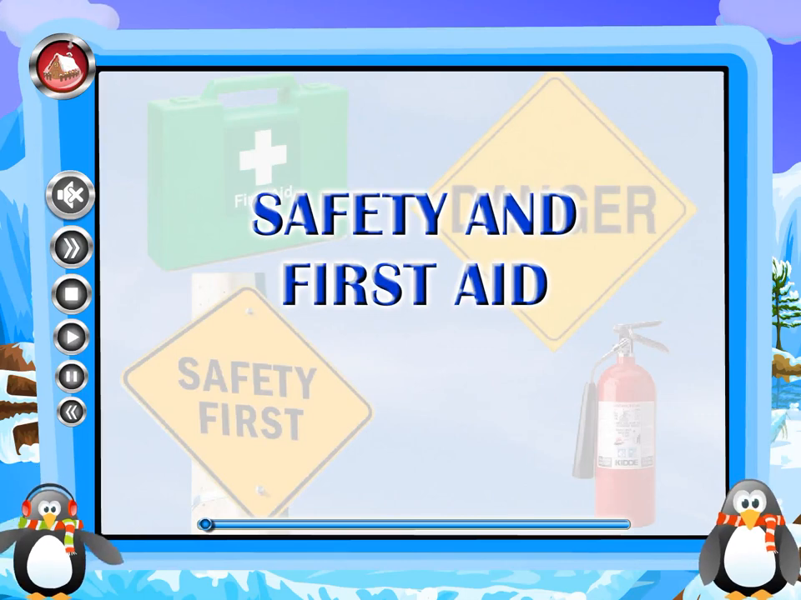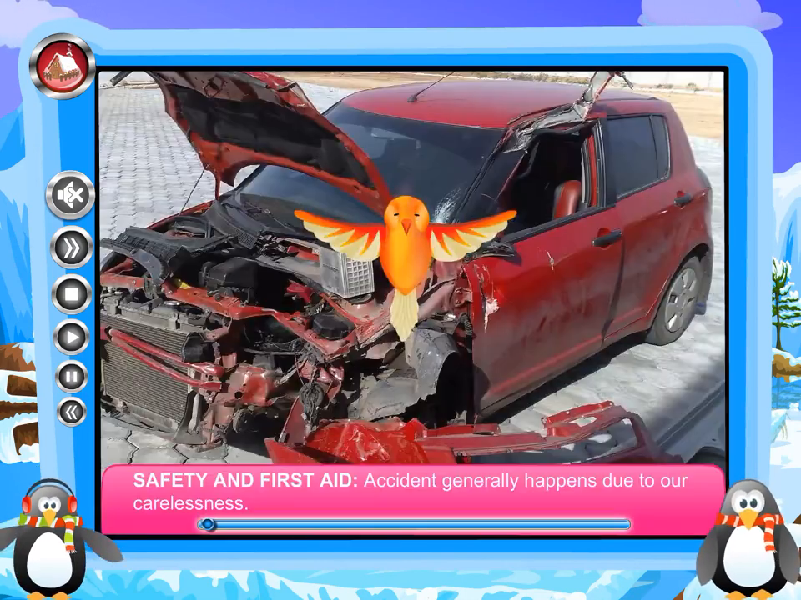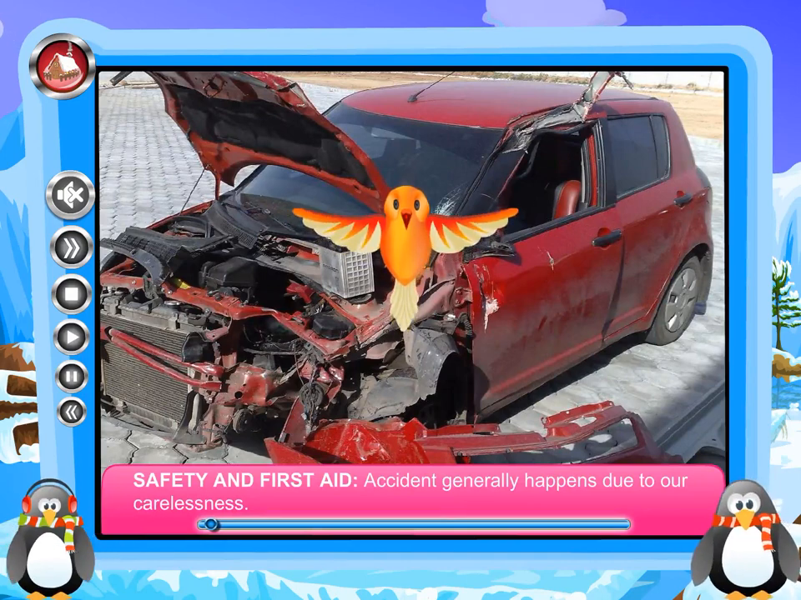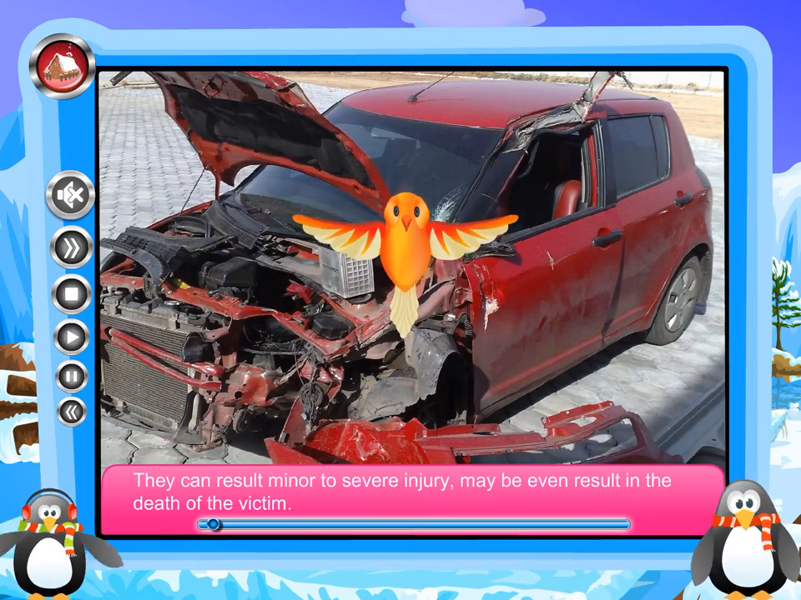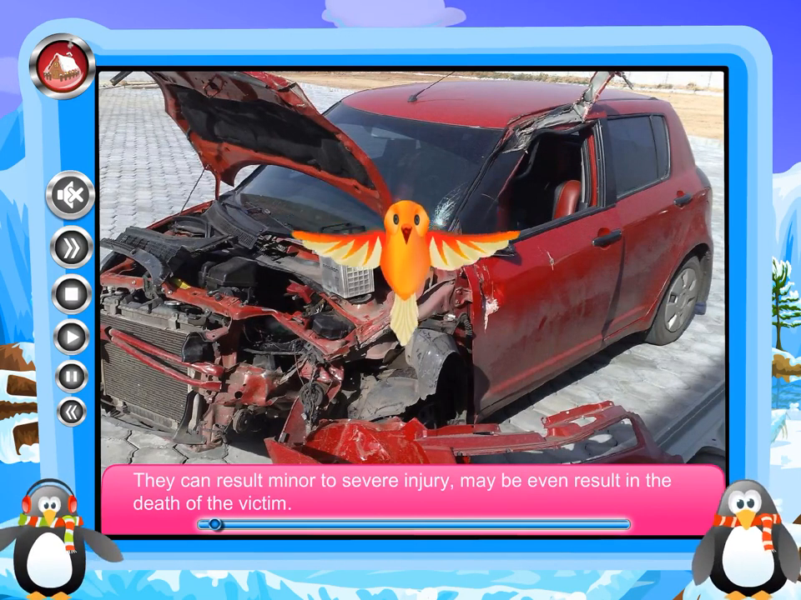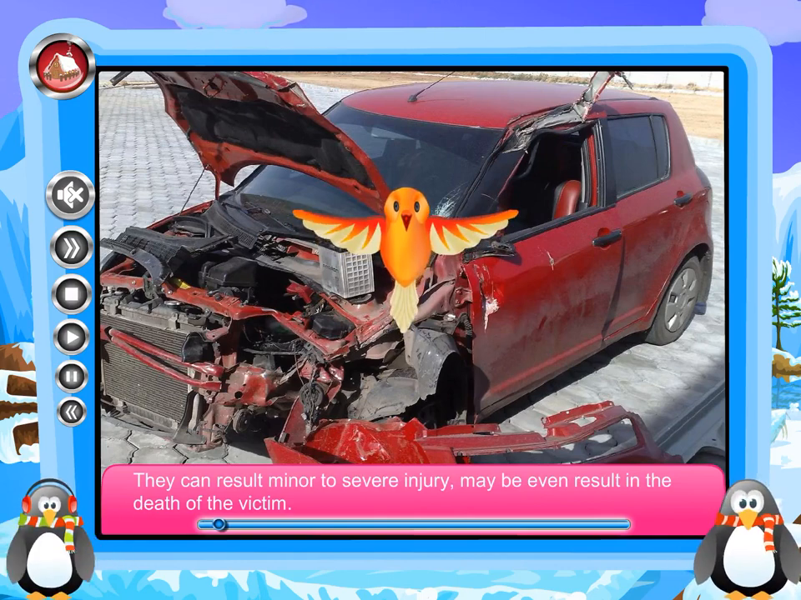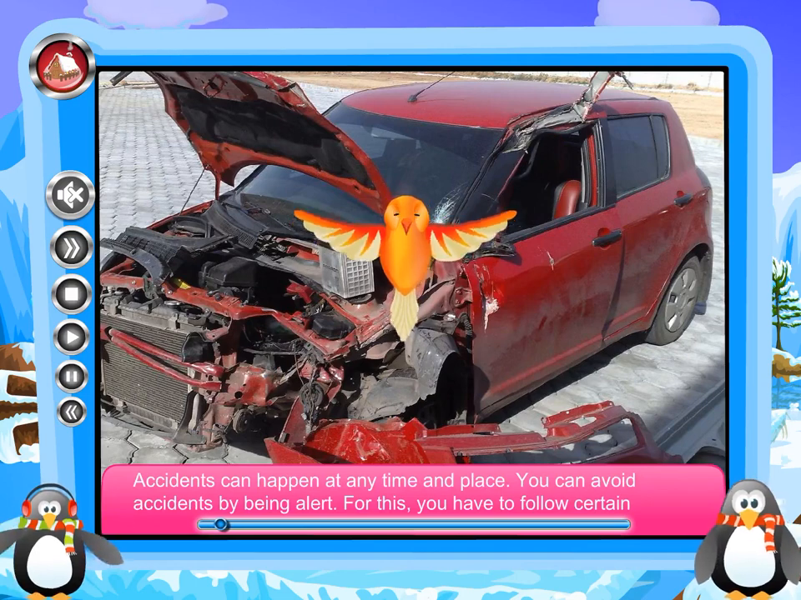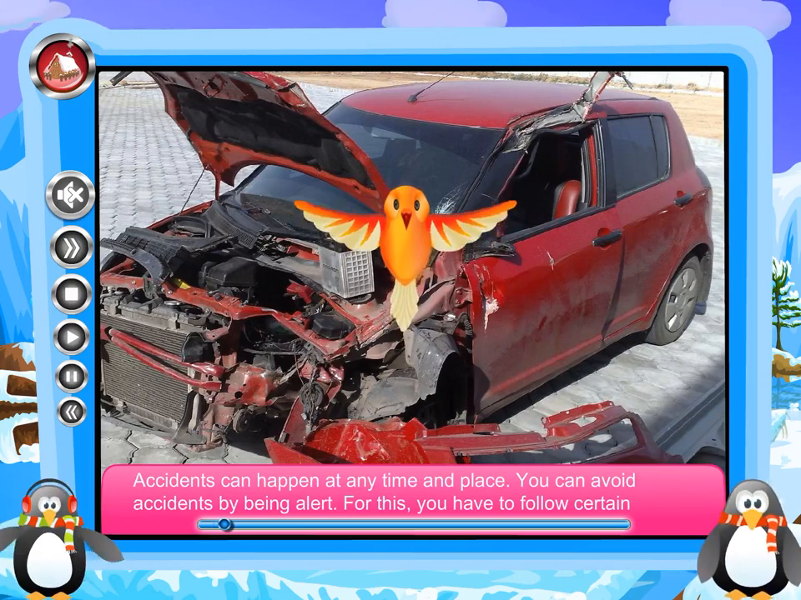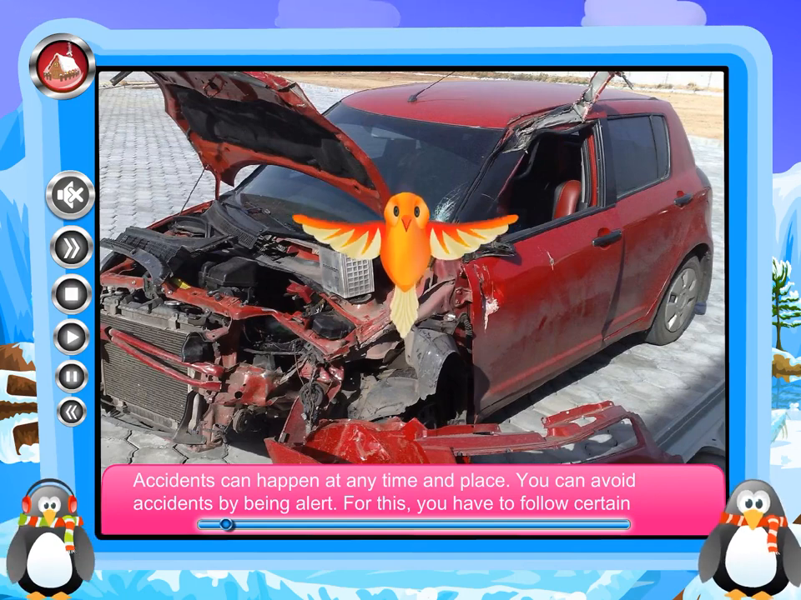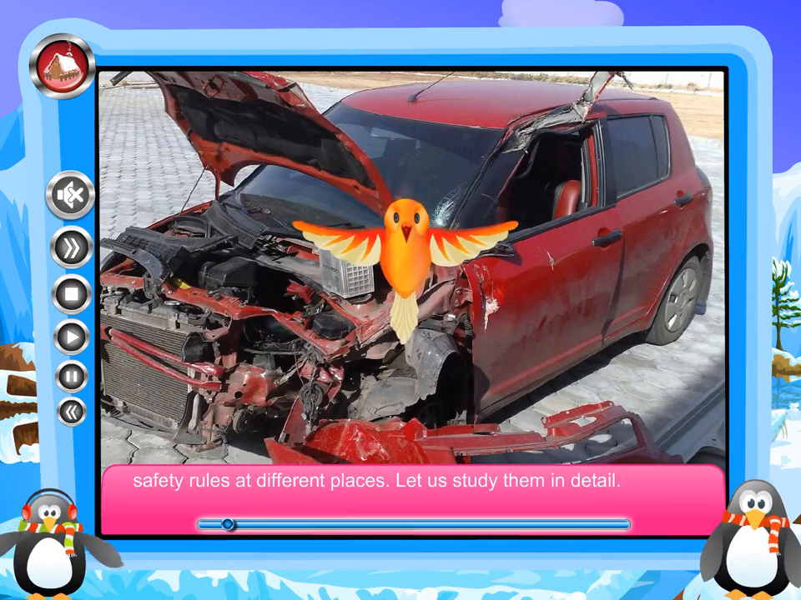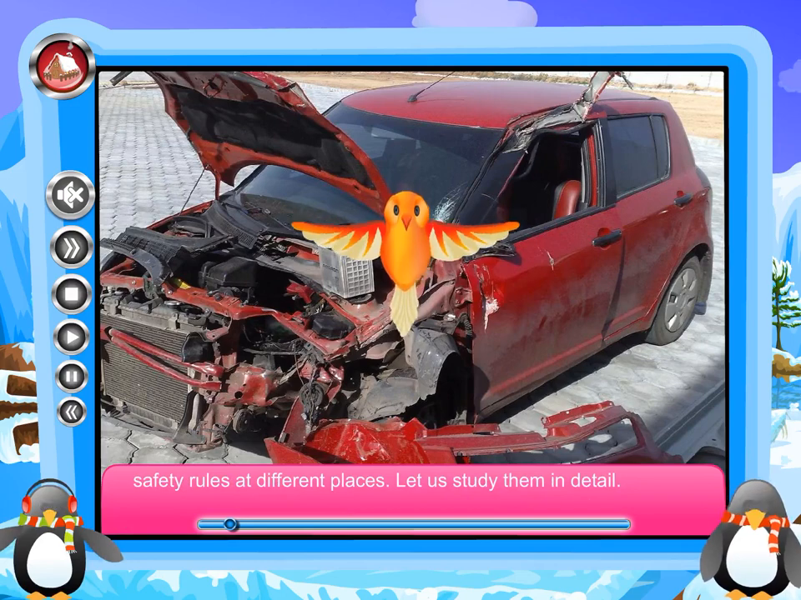Safety and first aid. Accidents generally happen due to our carelessness. They can result in minor to severe injury, maybe even the death of the victim. Accidents can happen at any time and place. You can avoid accidents by being alert. For this, you have to follow certain safety rules at different places. Let us study them in detail.